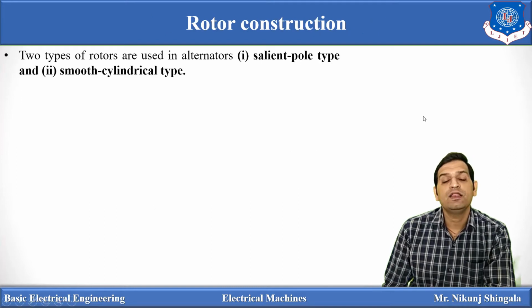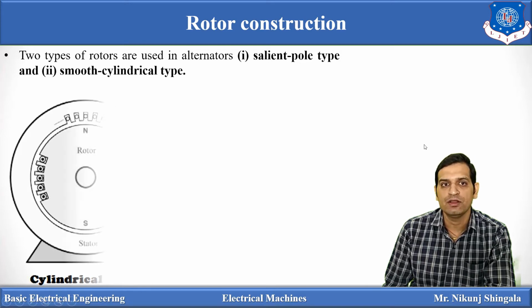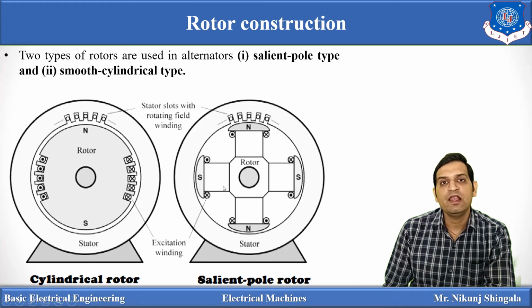Now moving towards the rotor construction. In an alternator there are two types of rotor: the salient pole type rotor, and the non-salient type rotor, which is also known as the smooth cylindrical type rotor. Here you can see a salient type of rotor in which the poles are projected. This is a non-salient type of rotor, the smooth cylindrical type, in which only one rotor wheel is there, which is a solid steel wheel in which slots are made.